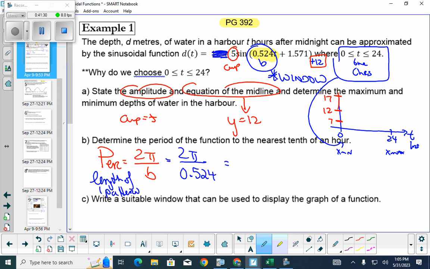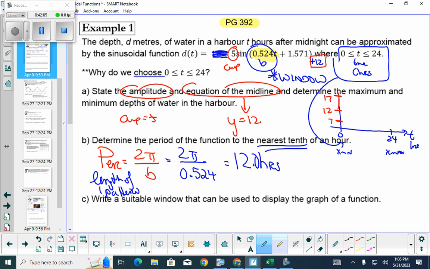What do you get out, Melissa? 11 point... so let's say 12 hours. Oh, nearest tenth? Yeah, so 12.0. Now, does that make sense? Even if you know nothing about tides, you should know that it goes in and comes out every 12 hours because the moon pulls the gravity of the tide. So if you go 2 pi divided by that b value, you should get a number that makes sense based on that question.